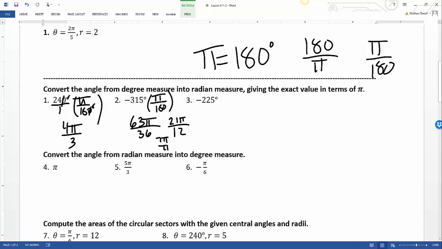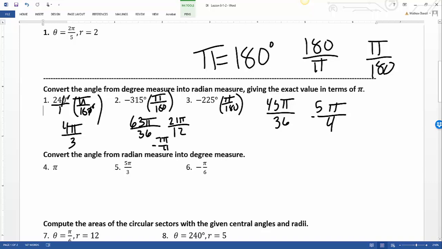And then 225. Oh, and it's negative. So again, pi over 180. So I can do, looks like by 5 again. So 225 divided by 5, you're going to get 45 over 180 divided by 5, you're going to get 36. And then it looks like 9. So 45 divided by 9 is 5. 36 divided by 9 is 4. And then it's negative.